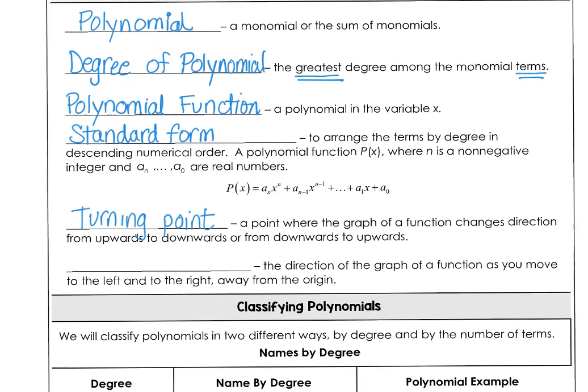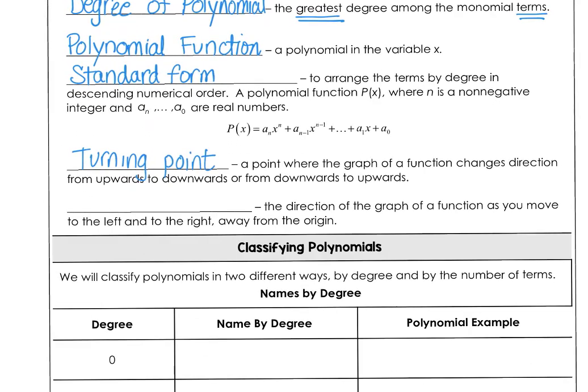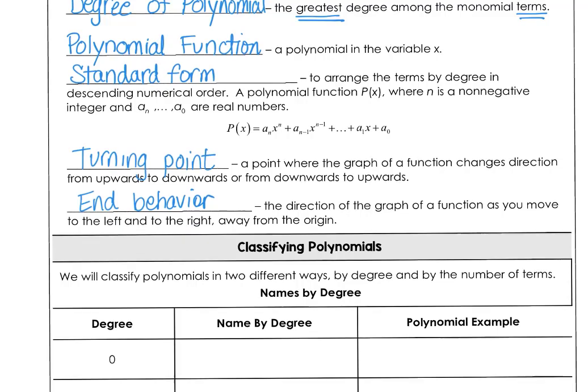And then our last vocabulary word is going to be the end behavior of the polynomial. The end behavior is the direction of the graph of the function as you move toward the infinities, either to negative infinity toward the left or positive infinity toward the right. We're moving away from the origin. That's called our end behavior of the function.